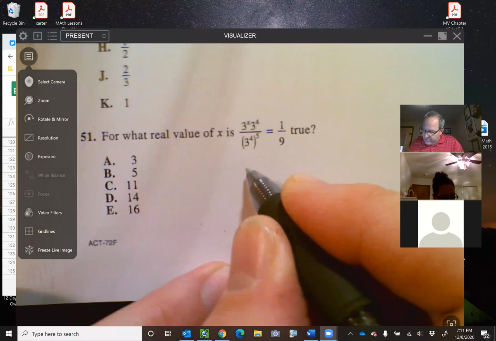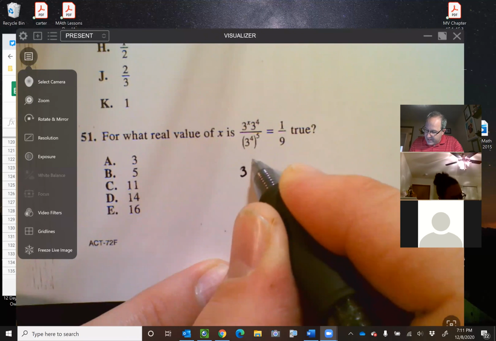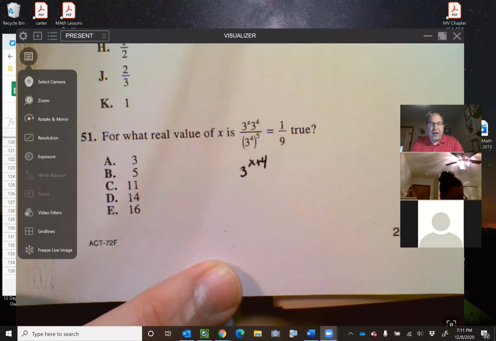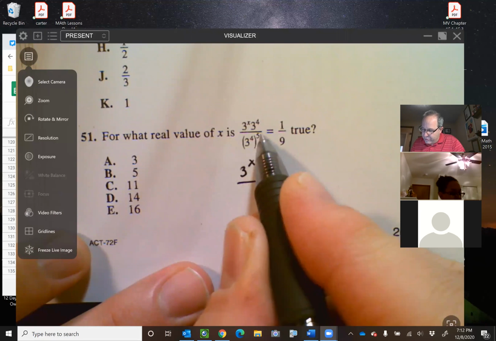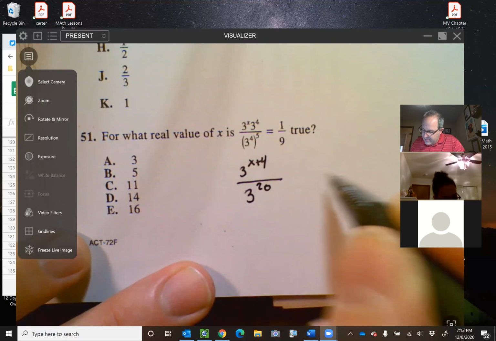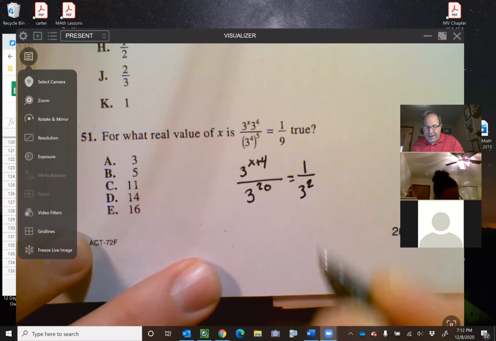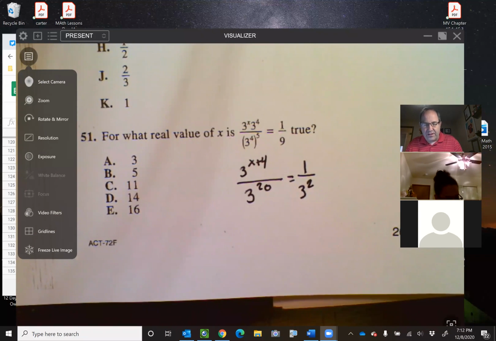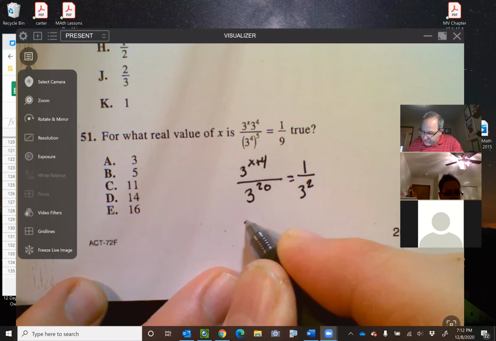The math class way of doing it is to change some things, like the top becomes 3 to the x plus 4, right? Because when you multiply, you add the exponents. And then the denominator, when you've got a power to a power, you multiply those, right? And then 9 is really the same thing as 3 to the second power. So right off the bat, the math class way is already doing a lot of exponent rules. And then you also got to remember that when you divide exponents, you got to subtract them, right?